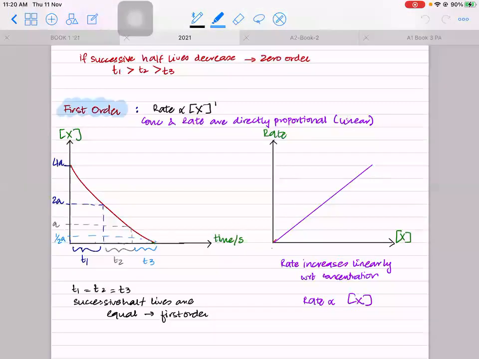So you can't tell the order just by looking at the concentration-time graph, but by looking at the rate-concentration graph you can, because they look different for all three. The concentration-time graph looks kind of the same for first and second order. So you have to calculate the half-lives and see the trend. If it's equal, first order. If it's increasing, second order. If it's decreasing, zero order.